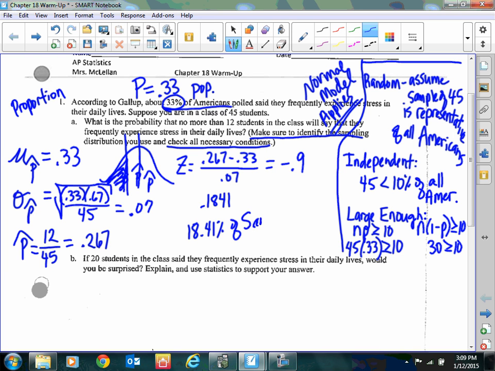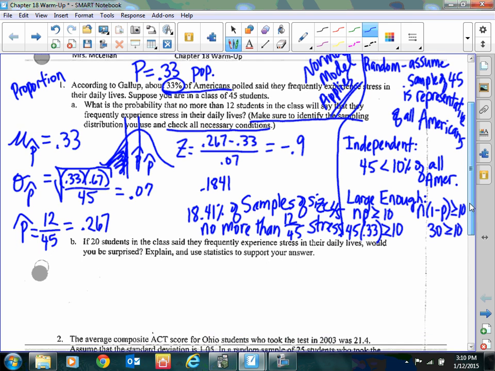of samples of size 45 have no more than 12 out of 45 having stress. Say that they experience stress.